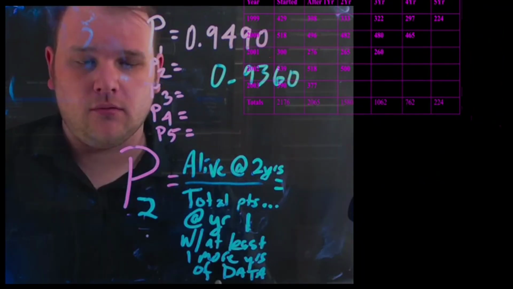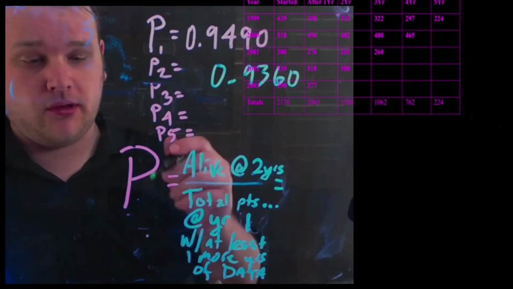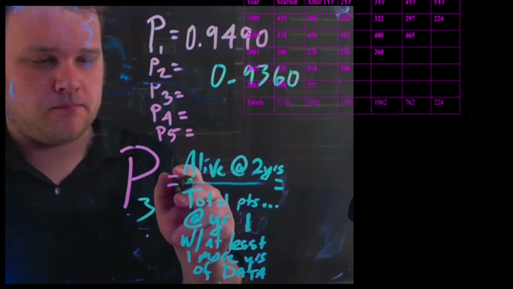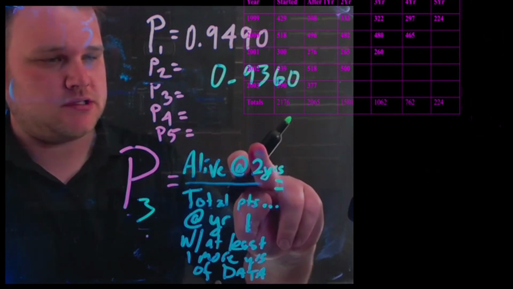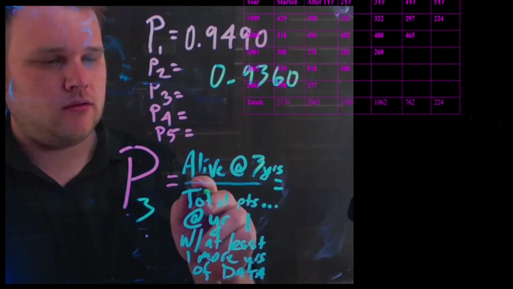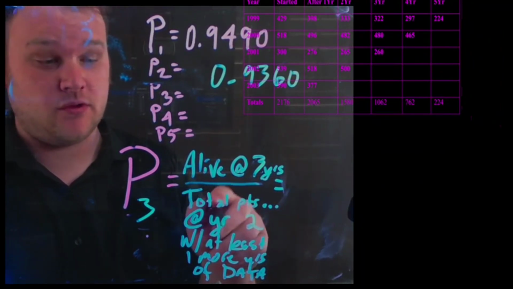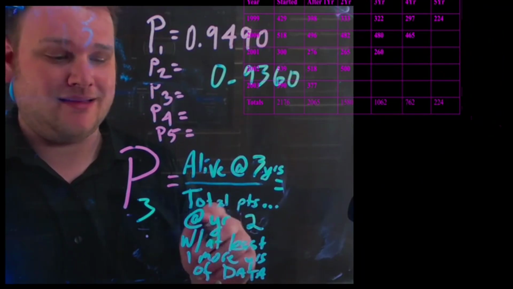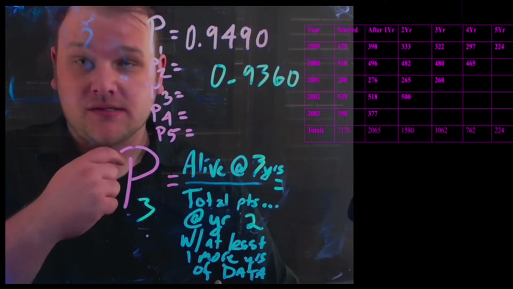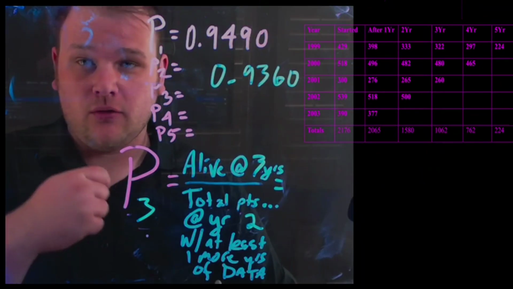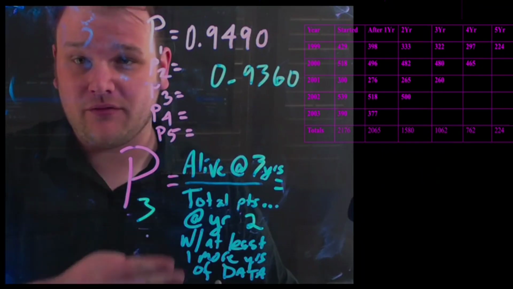0.9360. I'm going to solve for probability of survival of 3 years among patients that have lived 2 years. And that's going to be essentially the same thing. We're just going to change alive at 3 years. Total patients alive after 2 years. So we're looking at survival among those who have survived 2 years and have at least 1 more year of data. So that would mean that we are excluding patients who enrolled in the study in 2003 or 2002 because they don't have enough data to have 3 years survival recorded.